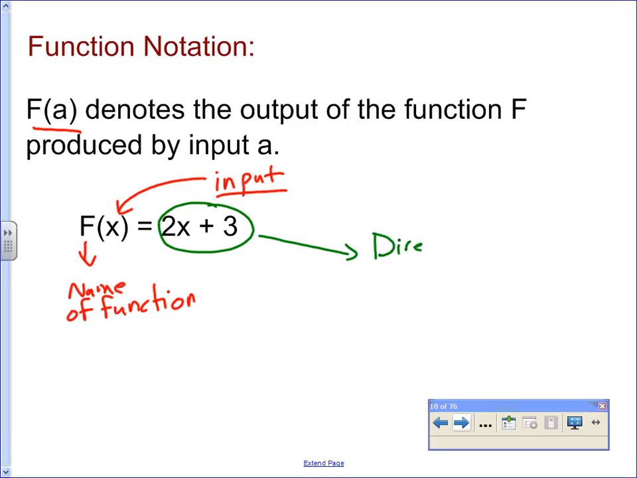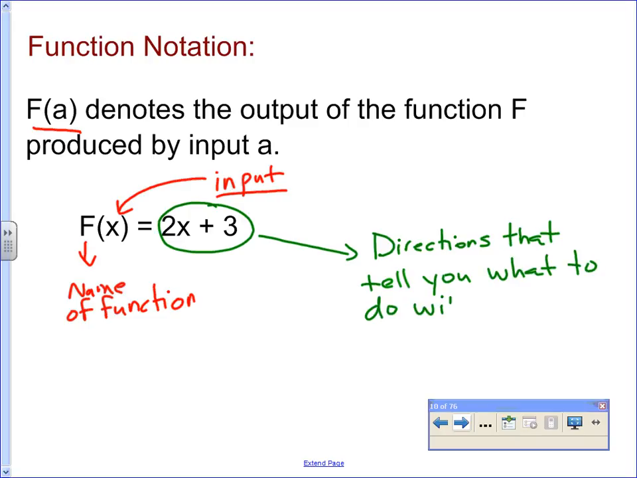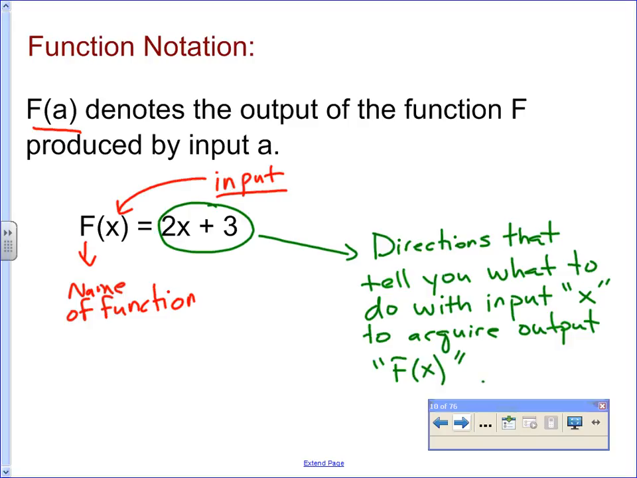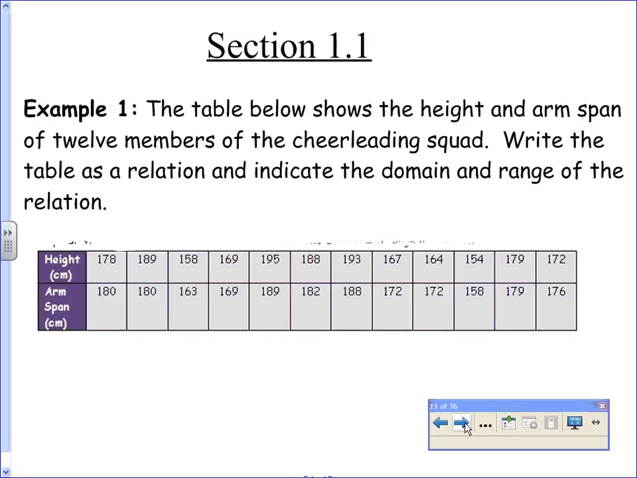So let me write that down for you. Okay, so again, the directions that tell you what to do with the input x to acquire the output f of x. And you will see that function notation quite a bit.